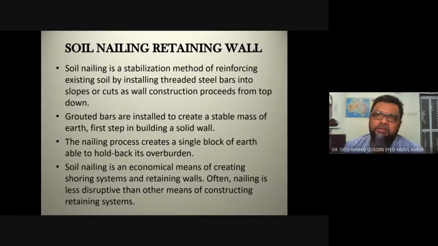fully fledged concrete retaining wall or a mass retaining wall. We need a lot of access for that. So if the area is highly packed, there's not much access, and the requirement of earth retaining is medium to minimal, then this soil nailing technique would suffice.